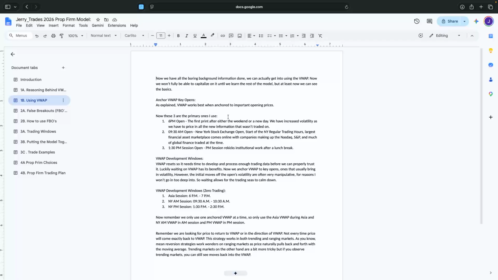So as I explained, VWAP works best when anchored to key important opening prices. So there's three that I use. First, the 6 p.m. open. That's obviously your first print of the day, right? That's how you trade the Asia session, right?